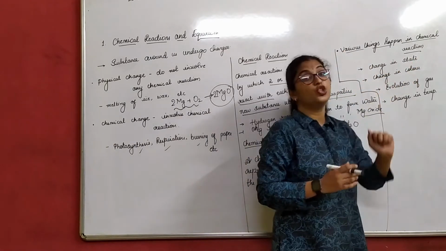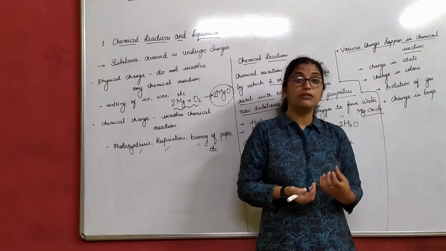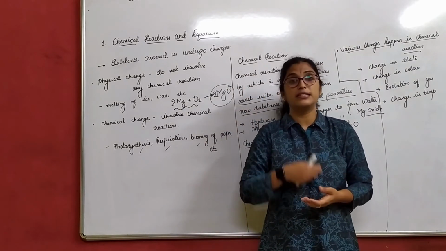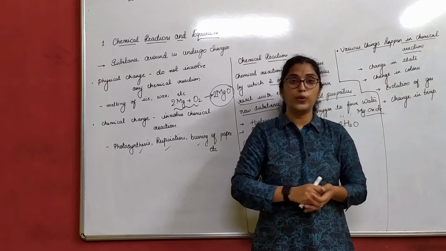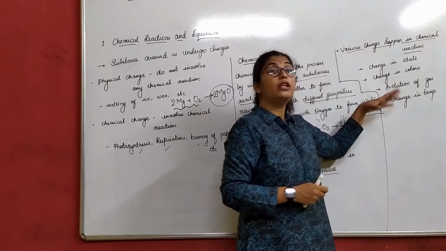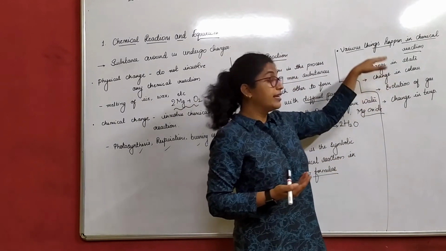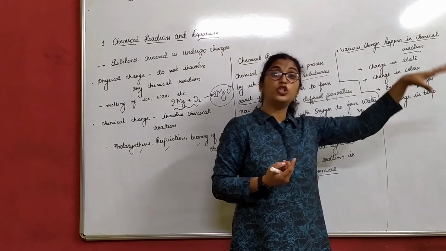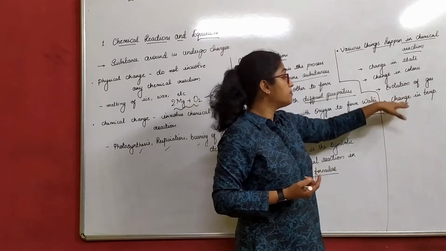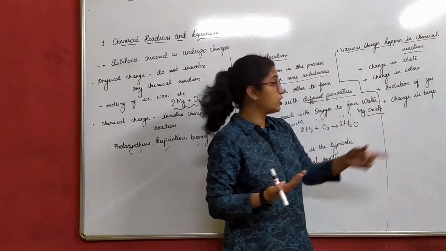It can also change in color. That means, suppose you have taken one solution which is almost colorless, you add another solution to it, and immediately the color will change to pink, right? You will see these changes as we proceed with the chapter. So in a chemical reaction, there can be change in color. All this might not happen in one reaction. It can happen in different reactions.